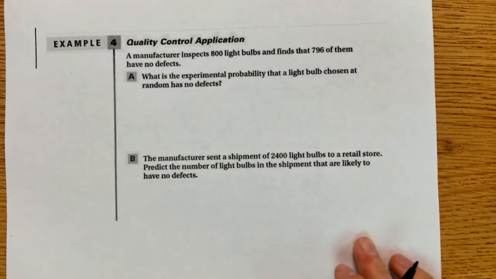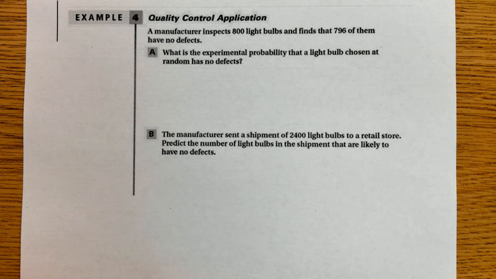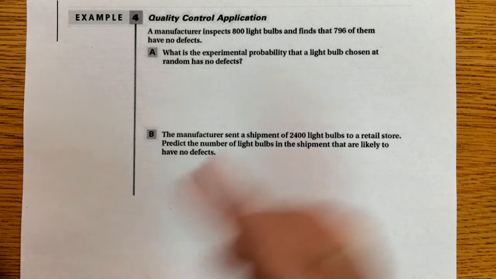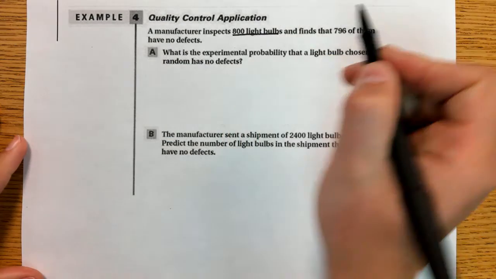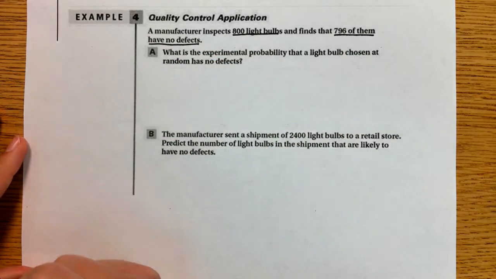So now we're going to go ahead and look at example 4. It says quality control application. It says a manufacturer inspects 800 light bulbs and finds that 796 of them have no defects. A, what is the experimental probability that a light chosen at random has no defects? So we have 800 light bulbs total, and we know that 796 of them have no defects.